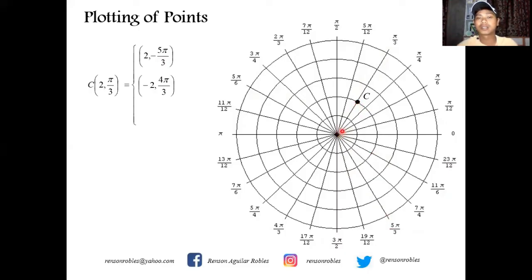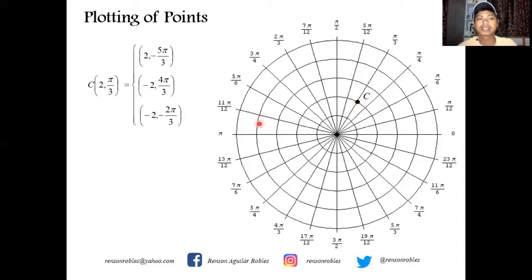Another one is this point C can be named negative 2, 4 pi over 3, if the radius vector is negative. This is your pi over 3, and it extends over this angle, that's 4 pi over 3. If you set points on this angle and the radius vector is negative, you will draw it on its opposite angle. So when setting negative points on 4 pi over 3, you will plot it against pi over 3, and then you count 1, 2. So point C is negative 2, 4 pi over 3.